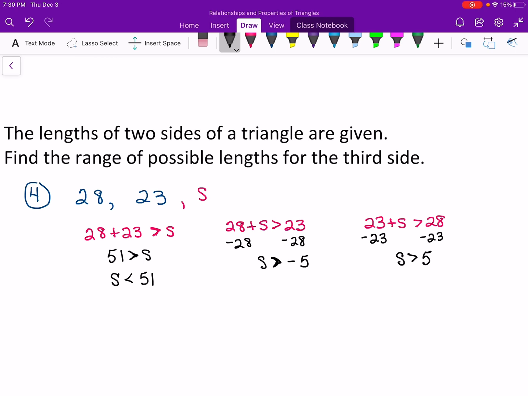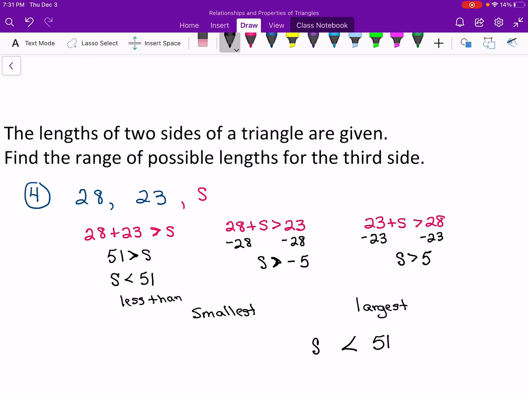Now we need to put all three of those together. It says find the range of possible lengths for the third side. We're looking for the largest it could be and the smallest it could be that makes all of these true. Well, the first statement says S is less than 51, and that's the only one that has a less than symbol in there. So that statement is telling us the largest number. It can't be 51, it's got to be less than 51. So we have the top part of our range.